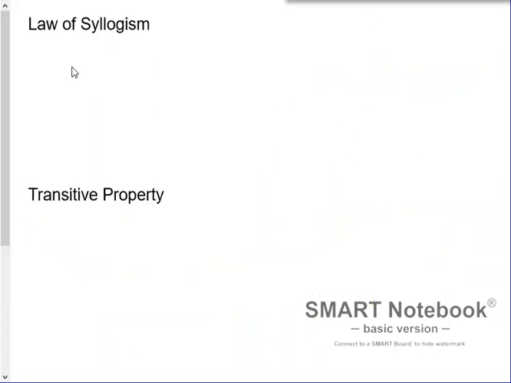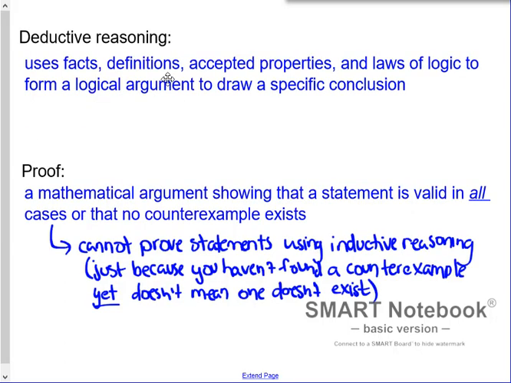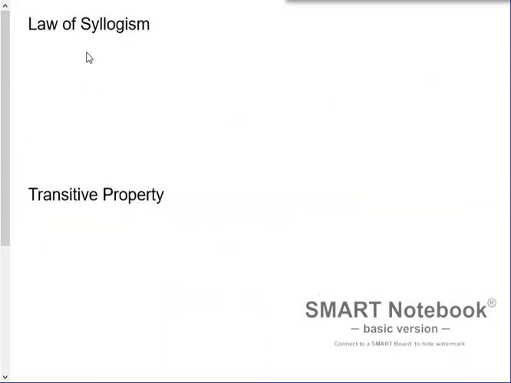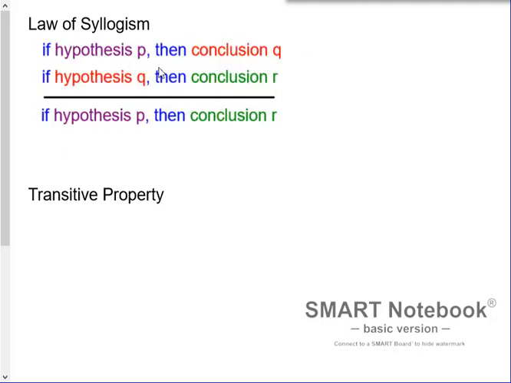And we have two tools in our deductive reasoning toolkit that are very useful: the Law of Syllogism and the Transitive Property. So remember, in deductive reasoning, we use facts, definitions, properties, and laws of logic to form logical arguments. And here are two of those tools. So here we have a law and we have a property. So this first one, the Law of Syllogism.